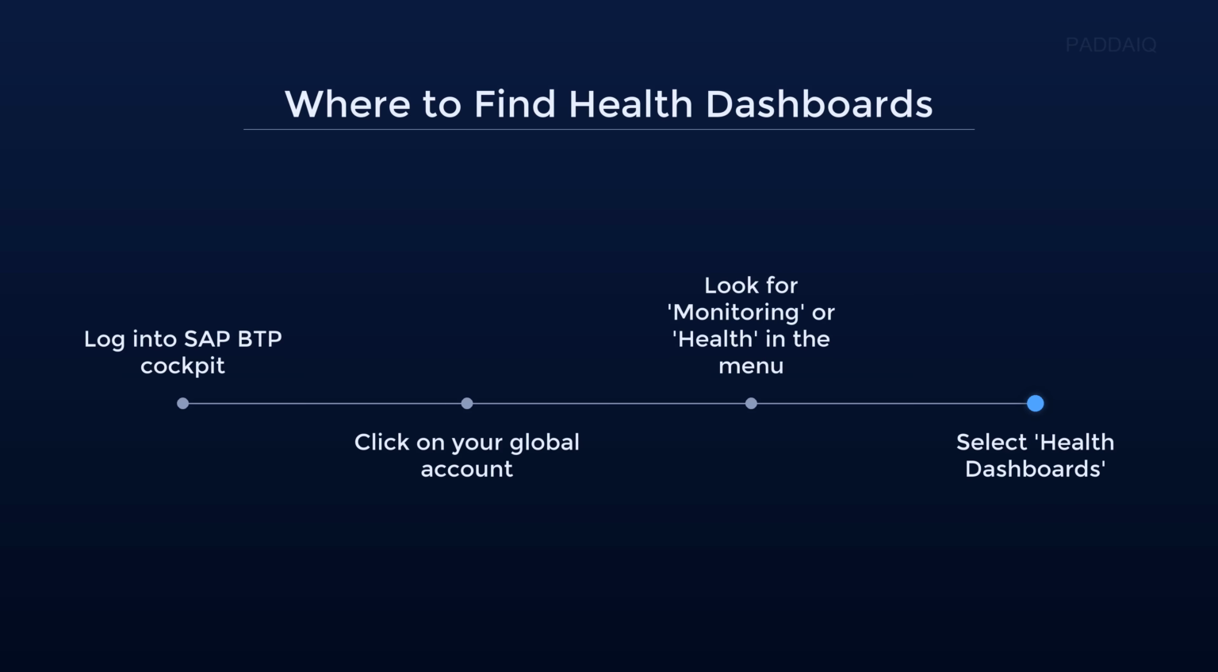Select Health Dashboards. This means you click on that specific menu option to see the status of your services. For example, if you want to check if your development tools are running smoothly, you would do this. This action gives you immediate insight into your system's operational state.